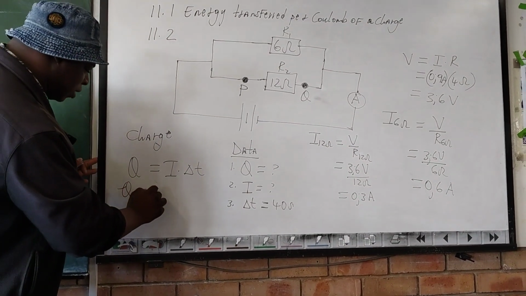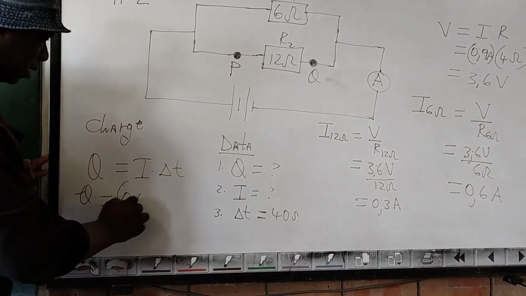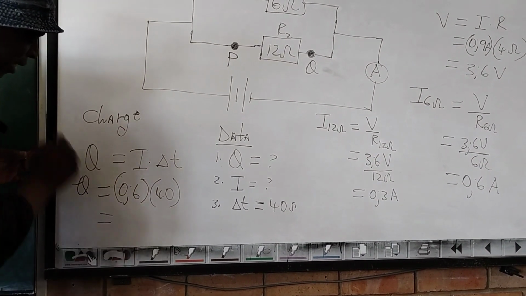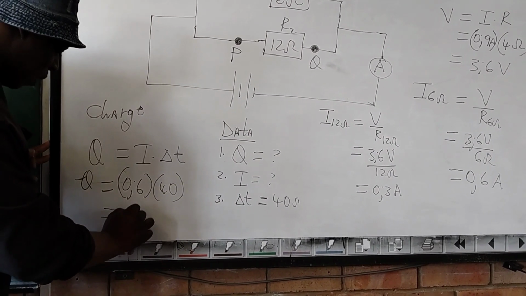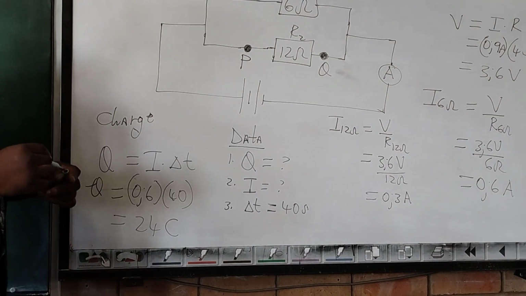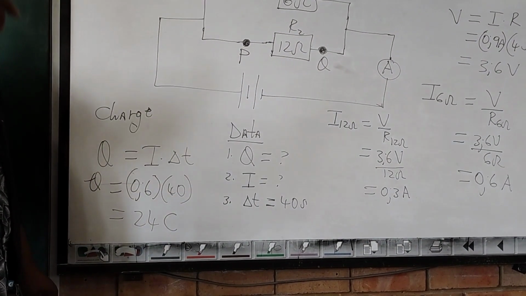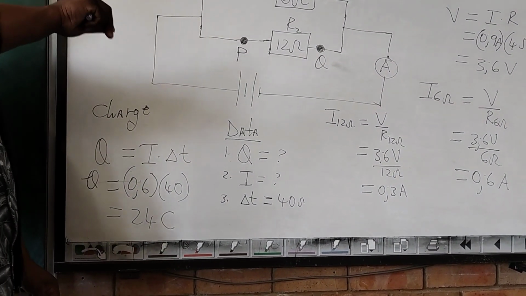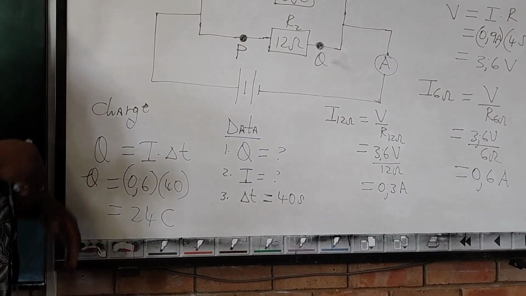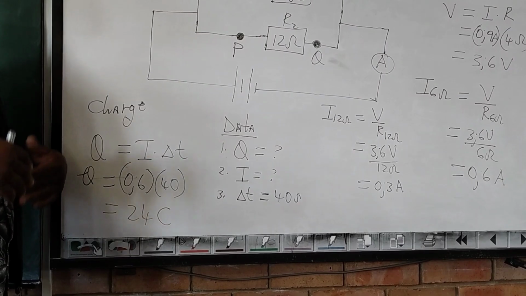Shall we now substitute? 0.6 multiplied by what? 40, right? What is the answer? 24 what? 24 C, capital letter C, or you can write the full word, coulombs. I'm sure charge is measured in coulombs. So that's basically how the question is done.